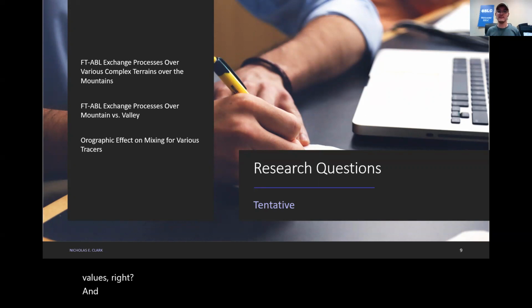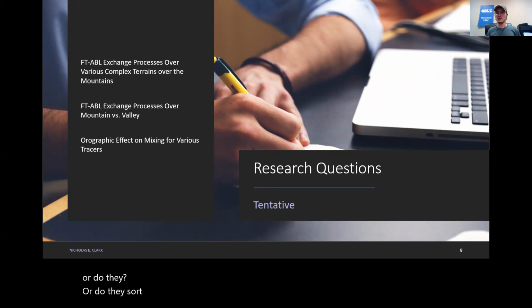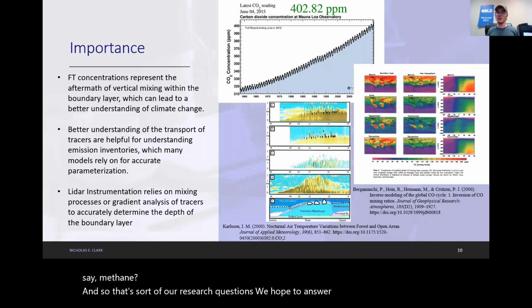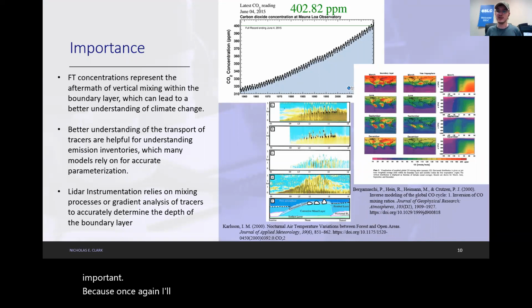Then from there we can see, more specifically, how each tracer is affected. Do we see the same pattern from tracer to tracer, or do they change? Is there different mixing to expect from water vapor than, say, methane? That's our research questions we hope to answer by doing all this. And it's important because, once again, I'll mention, we see the free troposphere as the net of all of this mixing. After all is said and done, we see a net.